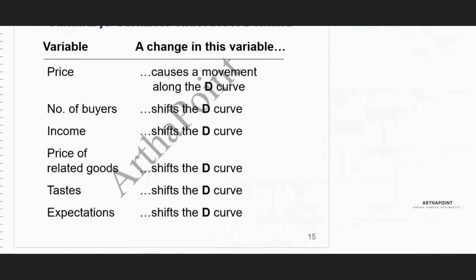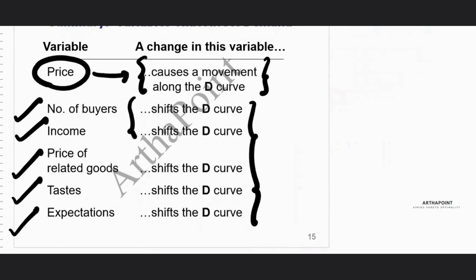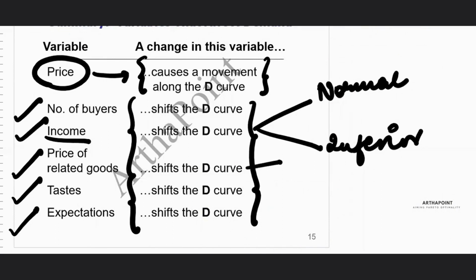Let's summarize. A price change is always going to lead to movement along the demand curve. Number of buyers, income, price of related goods, taste, expectations, all of these are going to lead to a shift of the demand curve. Income in itself depends on whether the good is a normal good or an inferior good. Price of related goods depends on whether it is a substitute good or a complement good.